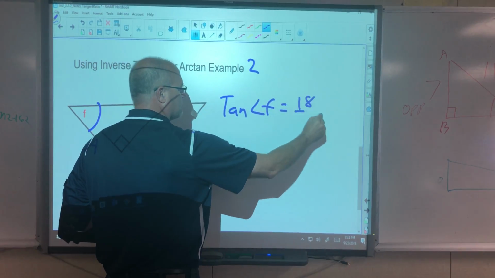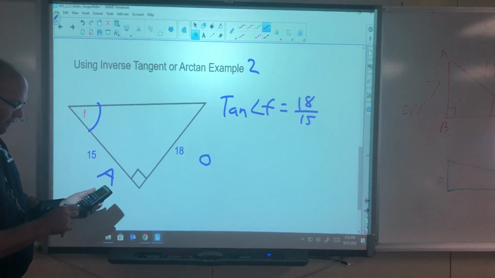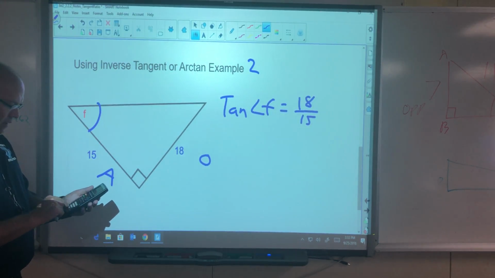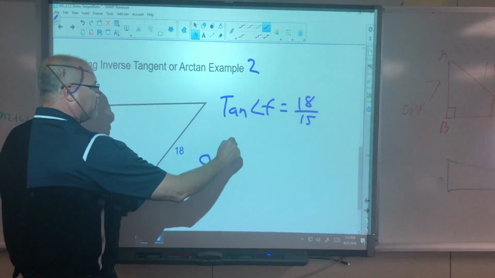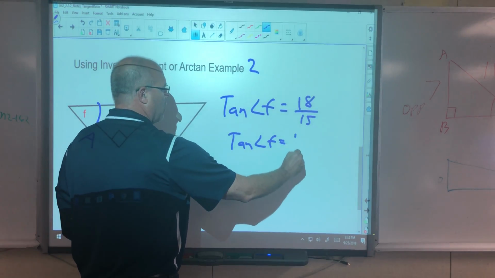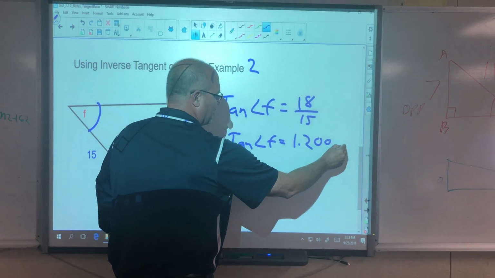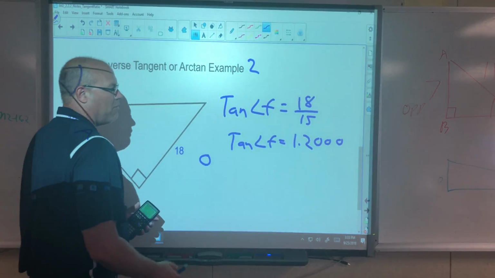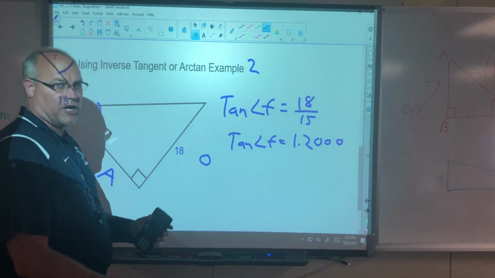So then I'm going to convert 18 over 15 to a decimal number. So I'm going to go 18 divided by 15. And I get the tangent of angle F equals 1.2. In this case, it's 1.2000, so I don't have to write those zeros, but I want you to remember, go to the nearest 10,000th place with your decimal for the trig.